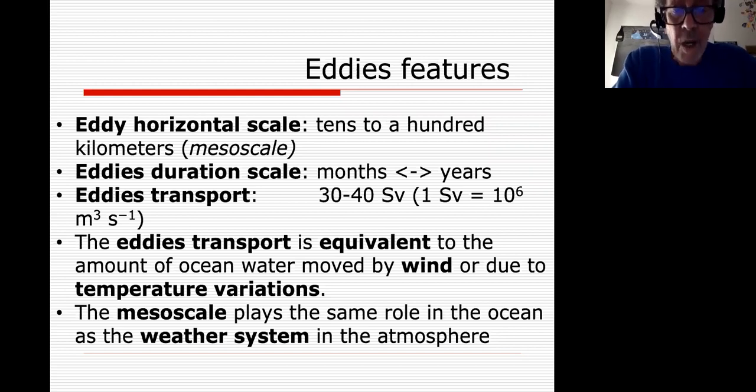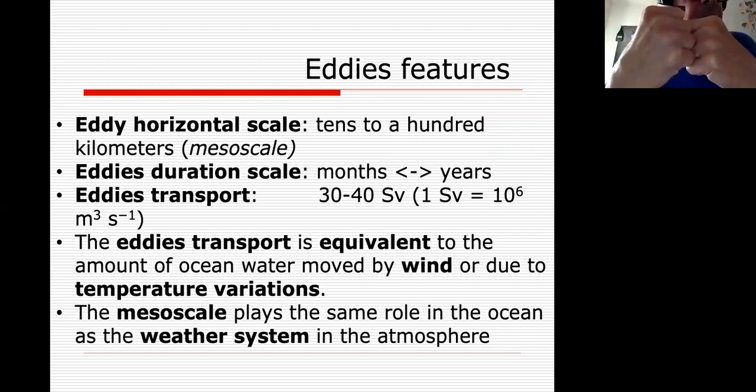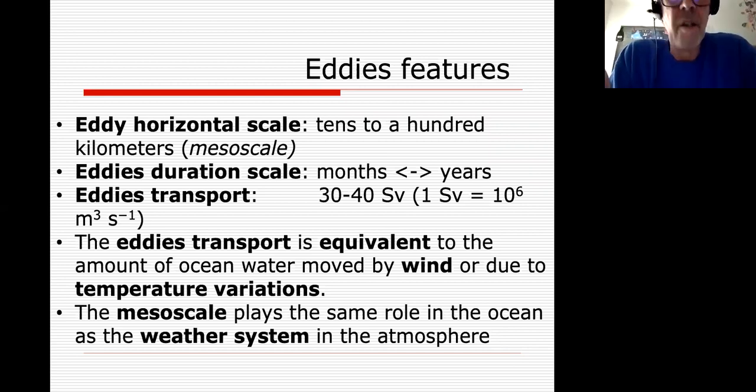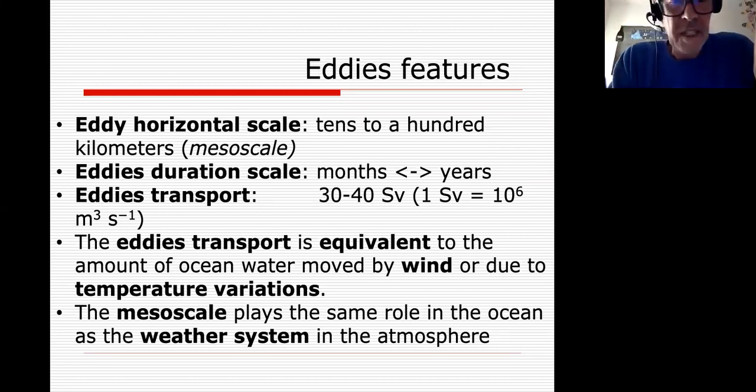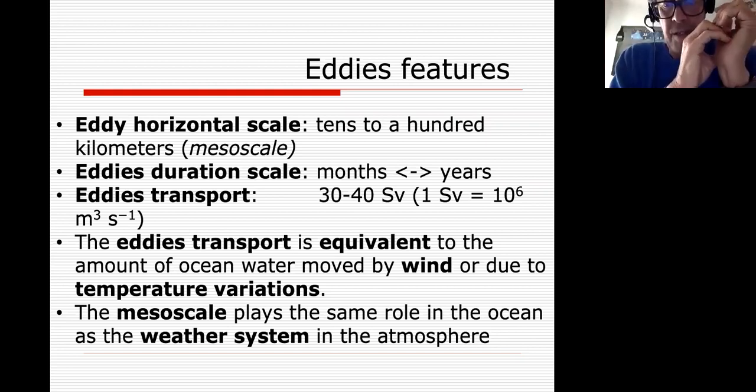But what is quite important is the fact that the eddies are not just swirling water parcels around the center of gravity. It is something more, because the interaction of the eddy with the tracer, with all the surrounding water masses, is an active mechanism of transport. And the eddy transport is of the order of 30, 40 sverdrups. One sverdrup is 10 to the 6 cubic meters per second, so it's quite an important part.